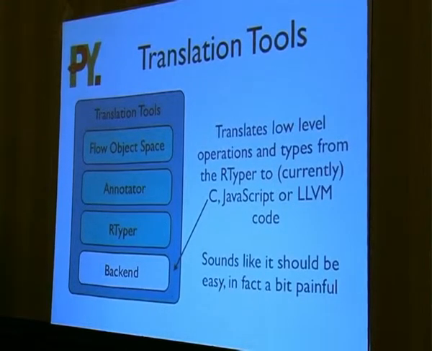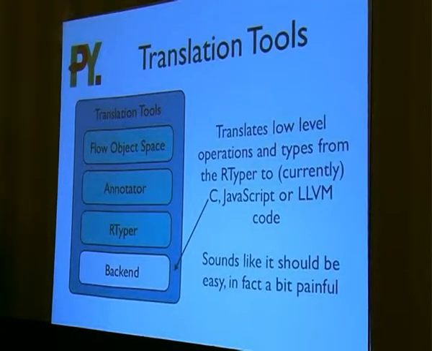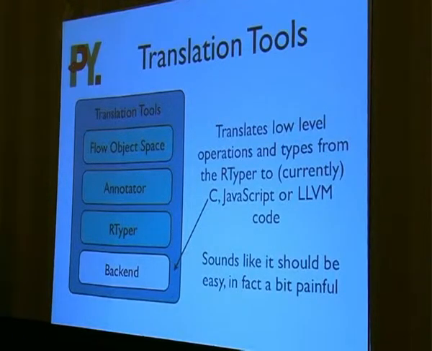Then we have various backends, which take the low-level operations the R-typer produces and translate them to C, JavaScript, or LLVM. The JavaScript backend can't cope with the full standard interpreter stuff, but it can do simple things, I believe, fairly well. C and LLVM both support everything. Yes, and source generation is one of these things which, by the time you have an R-typed graph which has all these pointerish low-level operations, it ought to be fairly easy to translate this to C, and it's just annoying.